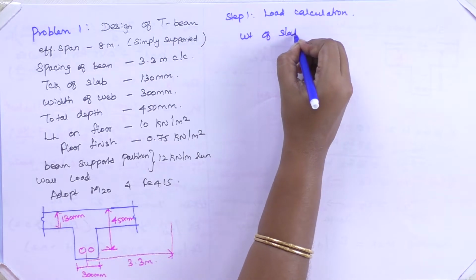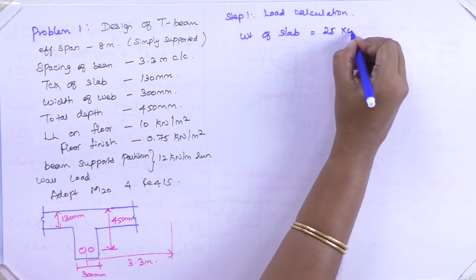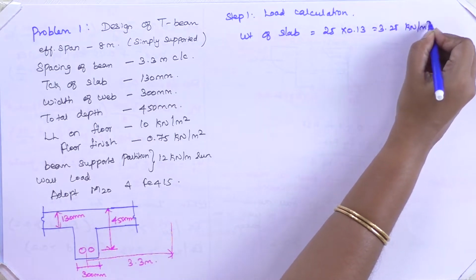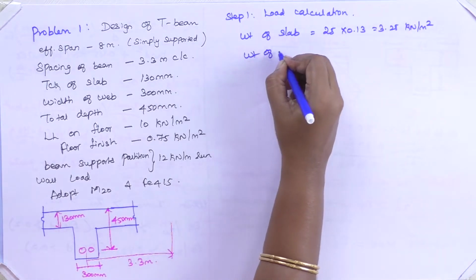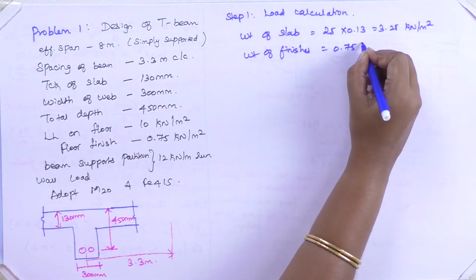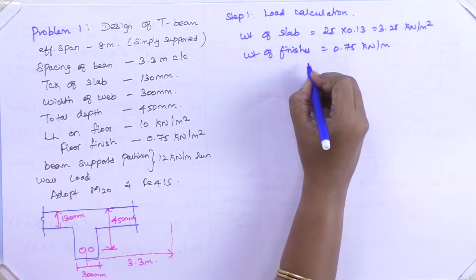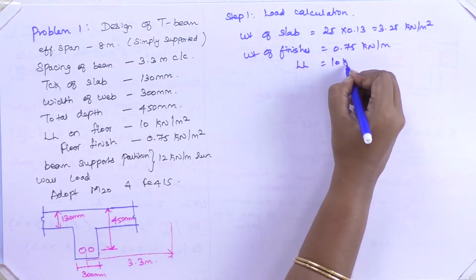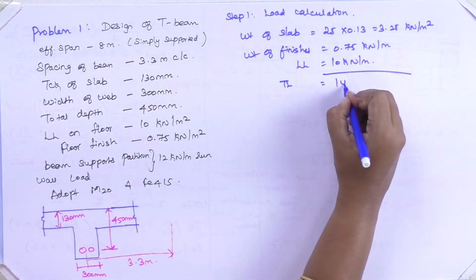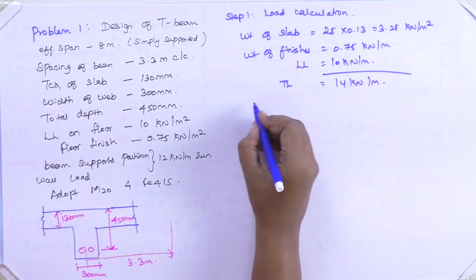Weight of slab: 25 into 0.13, 3.25 kilonewton per meter square. Weight of finishes: 0.75 kilonewton per meter square. Live load 10 kilonewton per meter square. Total load is 14 kilonewton per meter square.